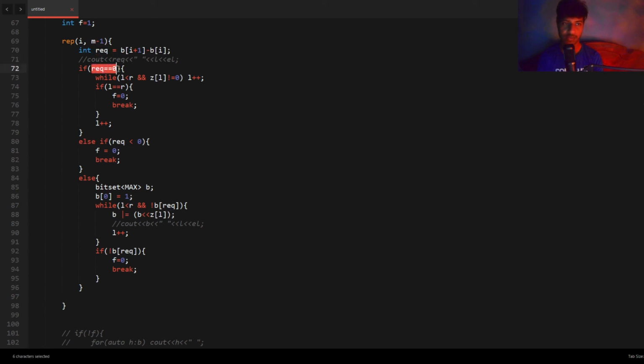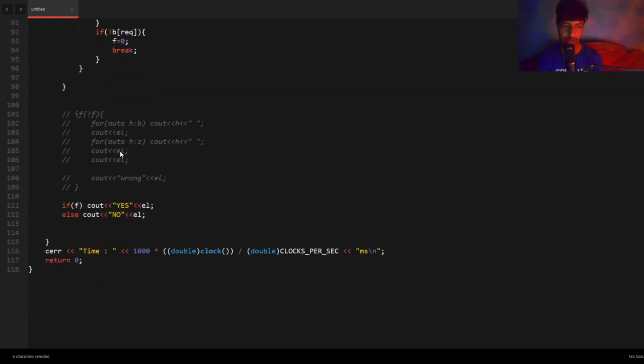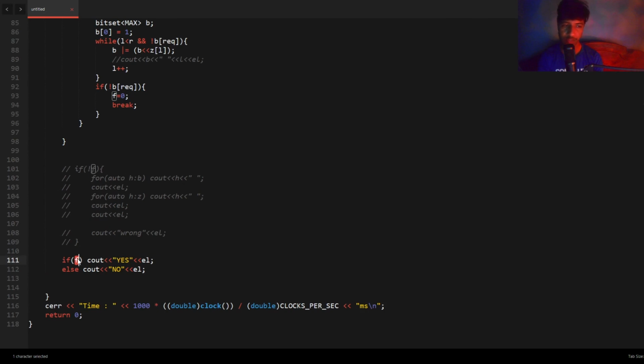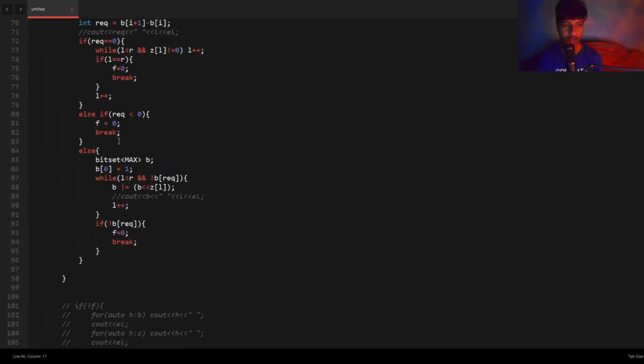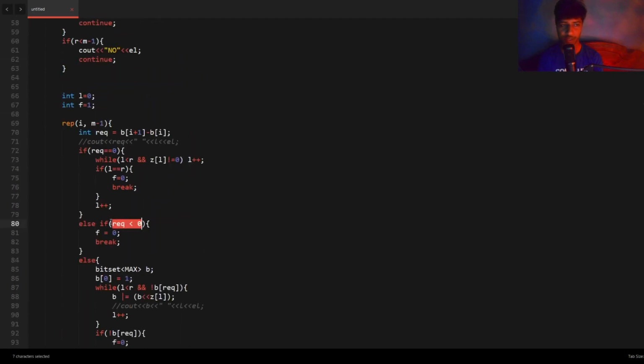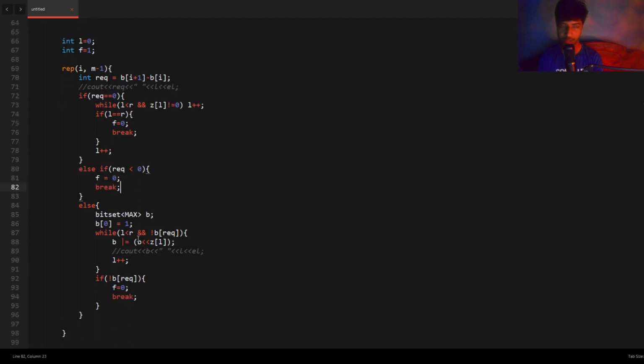If that is equal to 0, then you just look for the next same element that you want. F is the flag. So in the end, you can see that if F, then yes, otherwise no. If F is 1, that means the answer is yes. If F is 0, the answer is no. So initially F is 1, right? If REQ is less than 0, what does that mean? We covered this case, right? If the required sum is less than 0, that means that B is a decreasing array. So we just set F equals 0, answer is no, and break, right?